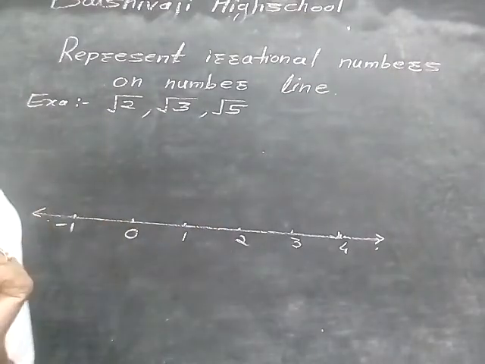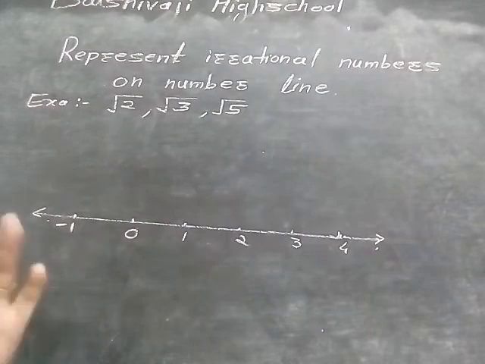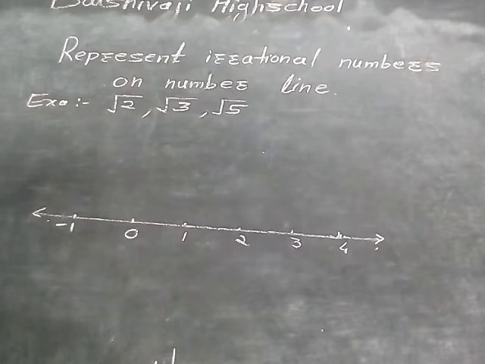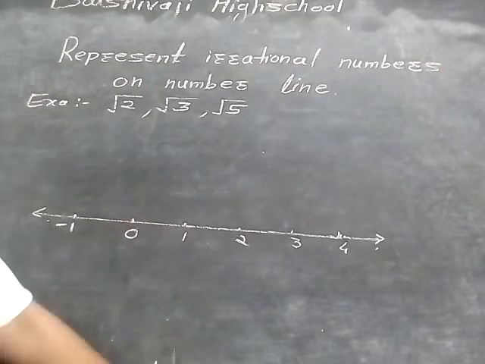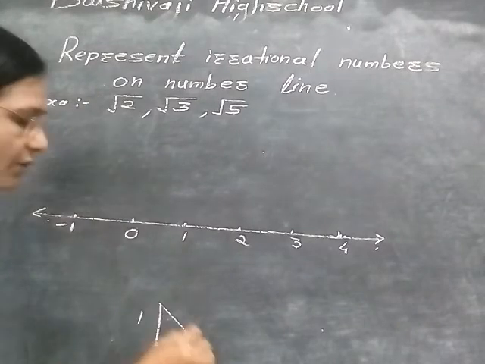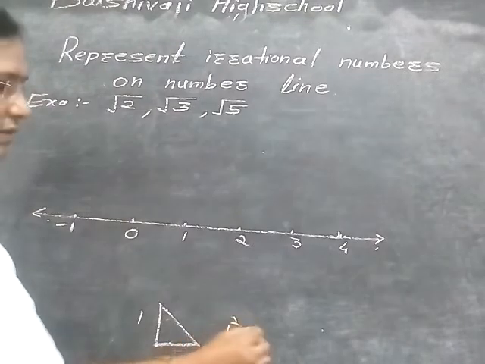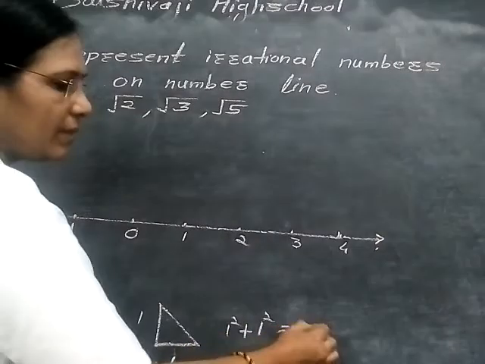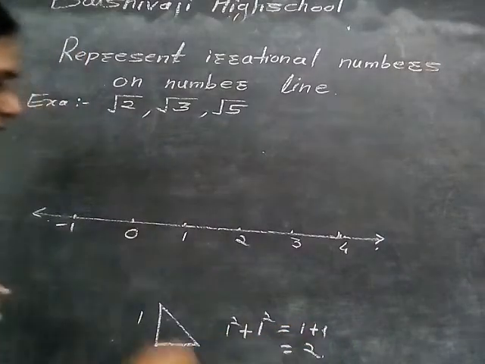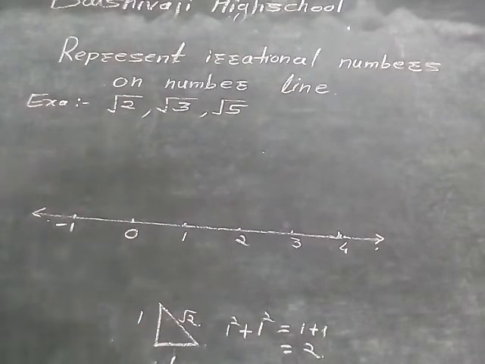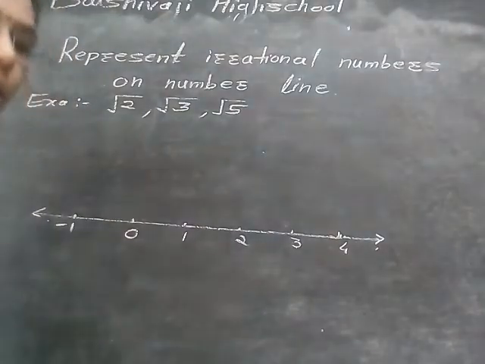By using the Pythagoras theorem. If we consider sides 1 and 1 having a perpendicular, that is 1, 1. If the sides are 1 centimeter and 1 centimeter, then the length of the hypotenuse is 1 square plus 1 square, that is 1 plus 1, equal to 2, and the hypotenuse is equal to root 2 by the Pythagoras theorem. So we apply this law on a number line.